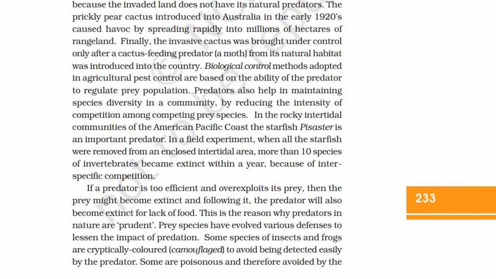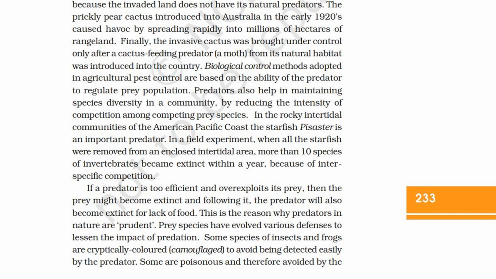Predators also help in maintaining species diversity in a community by reducing the intensity of competition among competing prey species. In the rocky intertidal communities of the American Pacific coast, the starfish Pisaster is an important predator. In a field experiment, when all the starfish were removed from an enclosed intertidal area, more than 10 species of invertebrates became extinct within a year, because of interspecific competition. If a predator is too efficient and overexploits its prey, then the prey might become extinct, and following it, the predator will also become extinct for lack of food. This is the reason why predators in nature are prudent.